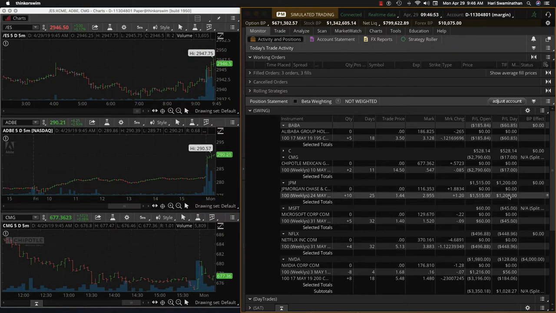If you look at the JP Morgan, it is up nicely. This trade was 1440 and we are up 1510. So this is over 100%. I am closing it. Sell 10.